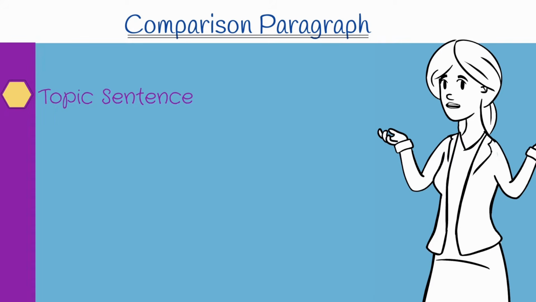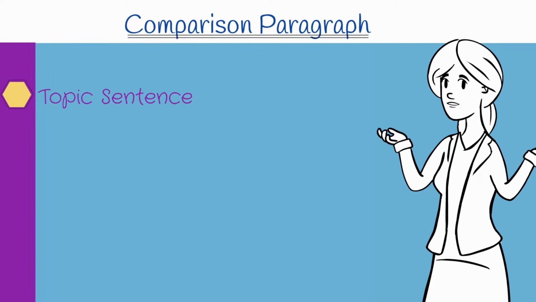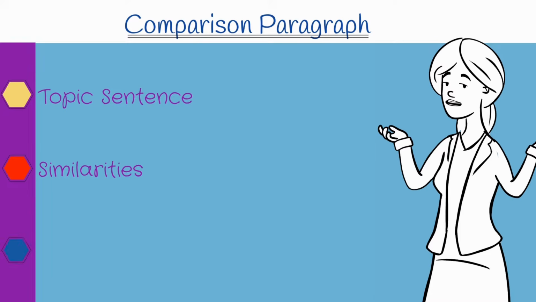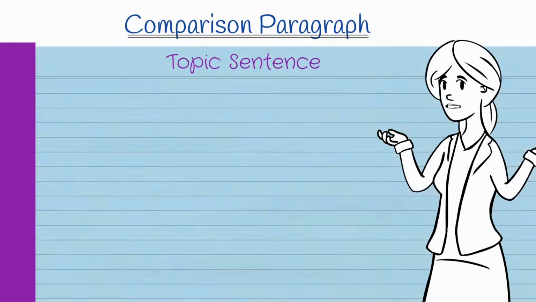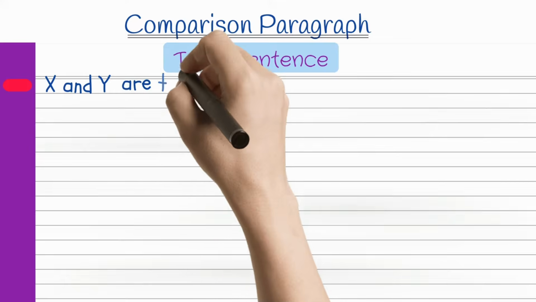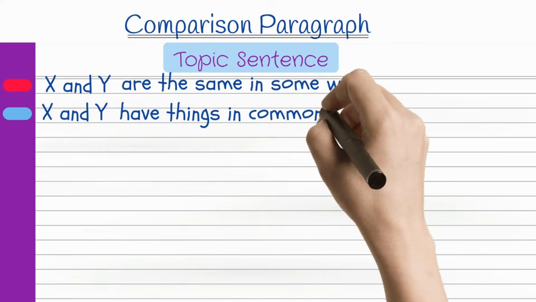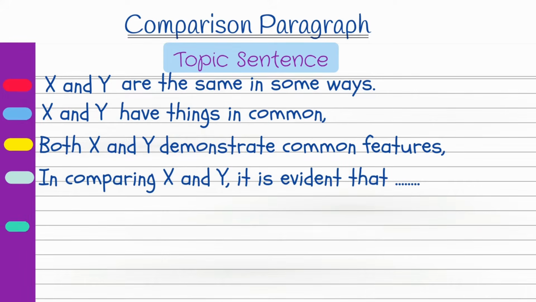Begin with a topic sentence that introduces the main idea of this paragraph, followed by several sentences that highlight the similarities, then a concluding sentence. The topic sentence can be something like, X and Y, which are the subjects being compared, are the same in some ways. X and Y have things in common. And here are more examples of how to begin a comparison paragraph.